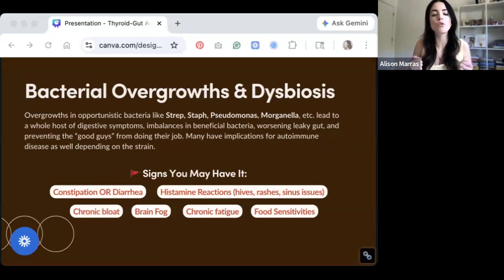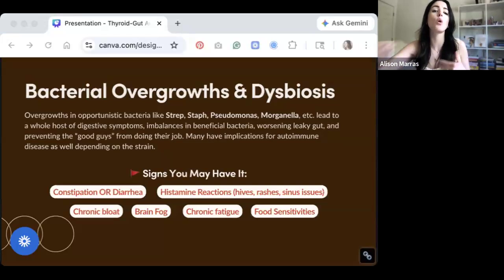But when they start overgrowing, things like strep, even group A, group B strep, your throat is part of your intestines. It's the beginning of that digestive tract, and so it can kind of migrate. Staph, it's not a skin staph infection. It's just that it lives on top of the skin, and so it can come in. So these things are just everyday bacteria that we are exposed to, but we can't have them in high amounts in our gut. Pseudomonas, Morganella are really common that we see with a lot of our autoimmune clients.